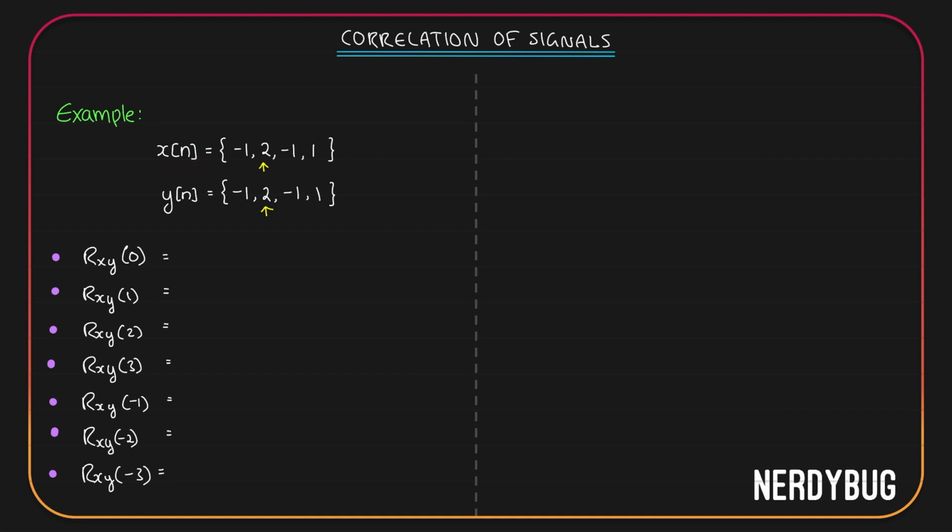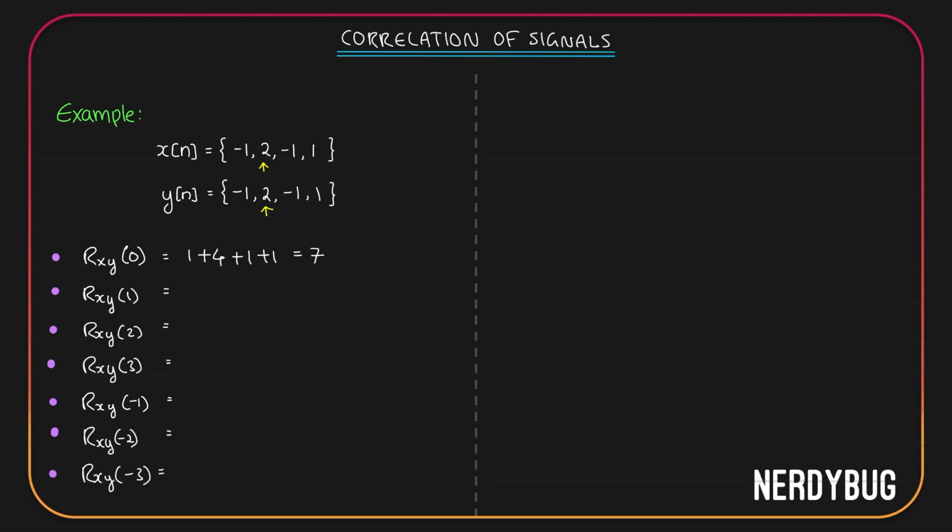We have x[n] is -1, 2, -1, 1. Zeroth term is 2. y[n] is also -1, 2, -1, 1. Its zeroth term is also 2. To get Rxy[0], I will multiply -1 with -1, 2 with 2, -1 with -1, 1 with 1, and I will get 1 plus 4 plus 1 plus 1, and I am getting 7.